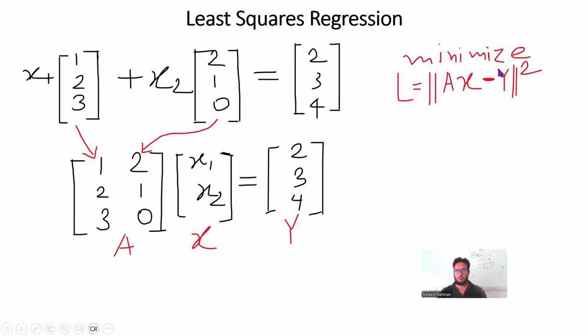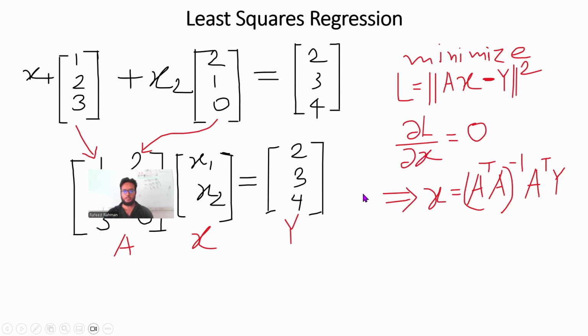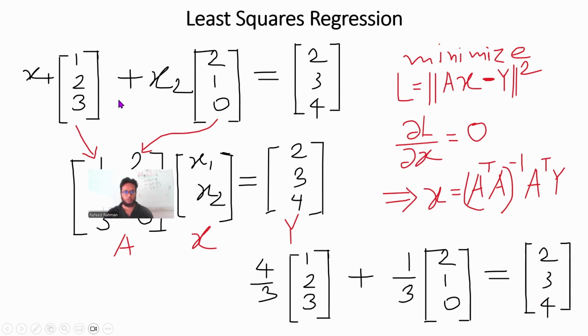So the goal here, the loss function, is to minimize (Ax minus y) whole square. If we can find x perfectly, then this is going to be 0. We know that if we want to minimize some loss function, we have to differentiate with respect to the variable. Here the variable is x, so we differentiate with respect to x and set it to 0. If we solve the equation, we get this nice closed form. We can fill in the values of A and y in this closed form and get the values of x, that means x1 and x2. It is as simple as that, and this will be the solution for this problem.